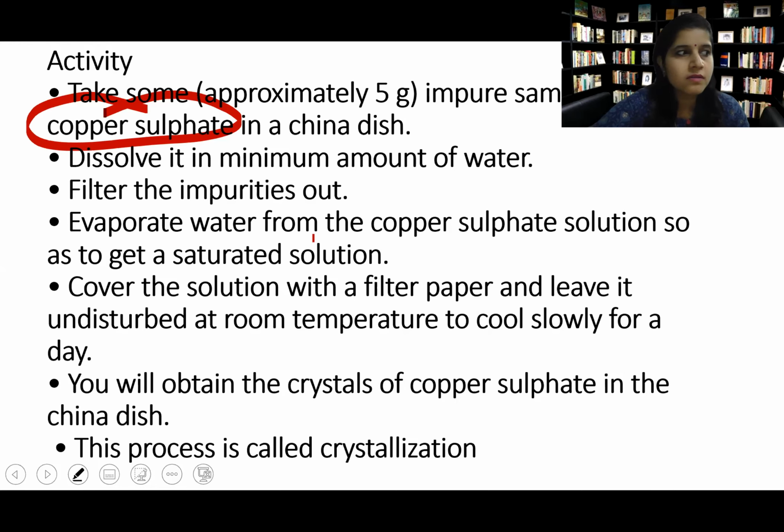Cover the solution with a filter paper and leave it undisturbed at room temperature. Now you have to cover the solution and leave it for a day or for some time undisturbed, and it starts cooling down. And what will you obtain? You will obtain crystals of copper sulfate in the china dish after a day, after some time, and this process is known as crystallization.